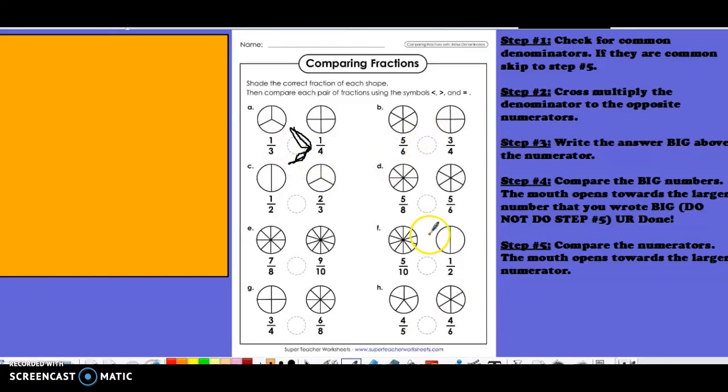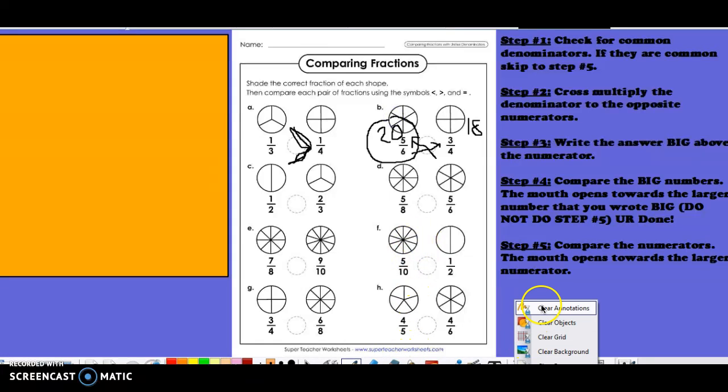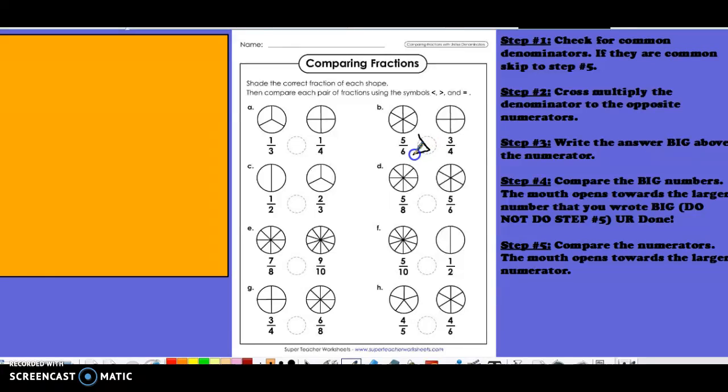I can do the same exact strategy for letter B. 5/6 or 3/4, which is larger? Sure, I could fill in these fraction circles above, or I could quickly cross multiply 6 times 3 and get 18, write it nice and large on top, then 5 times 4 and get my answer of 20. Which tells me because 20 is larger than 18, when I draw my alligator mouth, it's going to open up towards the 5/6 because 5/6 is greater than 3/4.